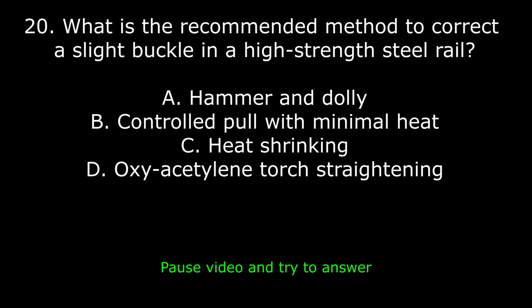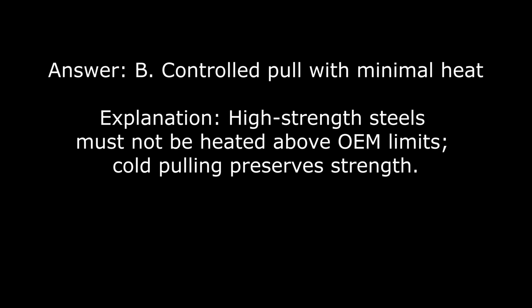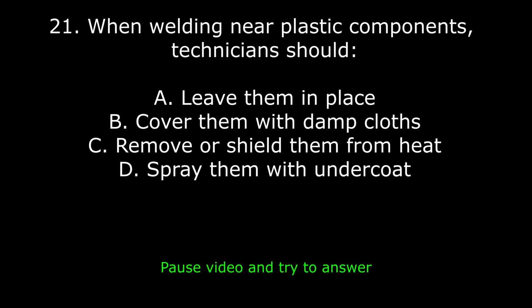20. What is the recommended method to correct a slight buckle in a high-strength steel rail? A. Hammer and dolly. B. Controlled pull with minimal heat. C. Heat shrinking. Or D. Oxyacetylene torch straightening. Answer: B. Controlled pull with minimal heat. Explanation: high-strength steels must not be heated above OEM limits. Cold pulling preserves strength.